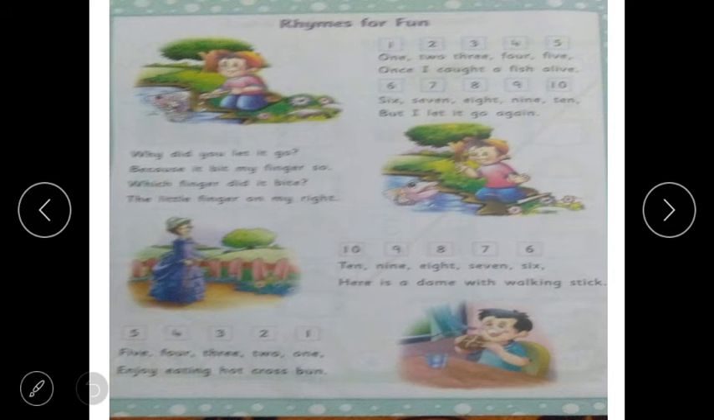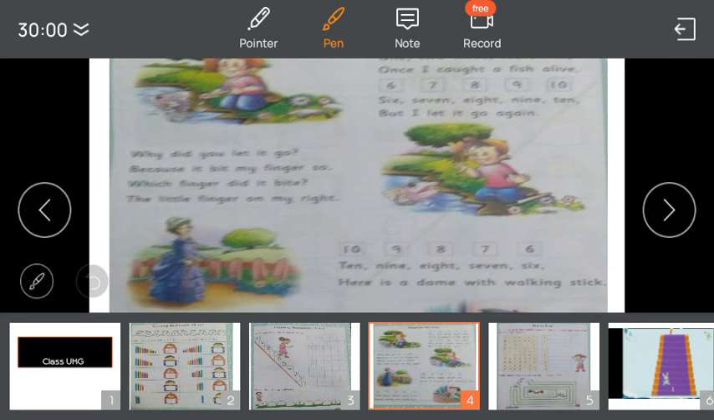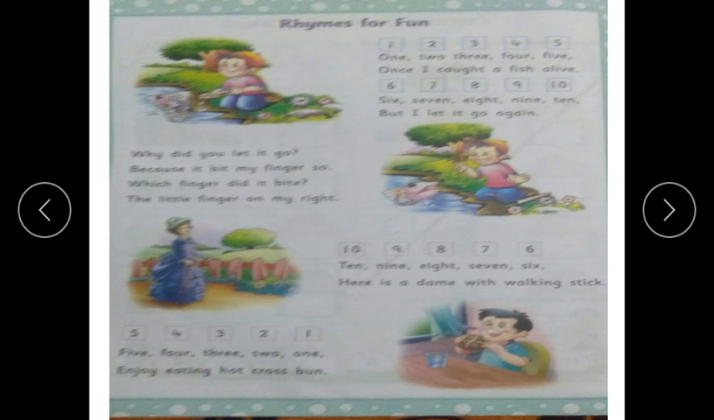Now here is a rhyme for fun. So we will recite the rhyme. The rhyme is like that. 1, 2, 3, 4, 5, 6, 7, 8, 9, 10, but I let it go again. We read it again. 1, 2, 3, 4, 5. Once I caught a fish alive. 6, 7, 8, 9, 10. But I let it go again. Once what happened? I have caught a fish.